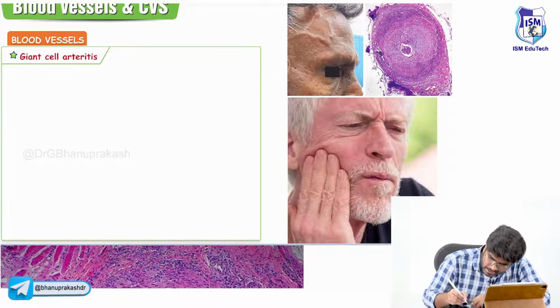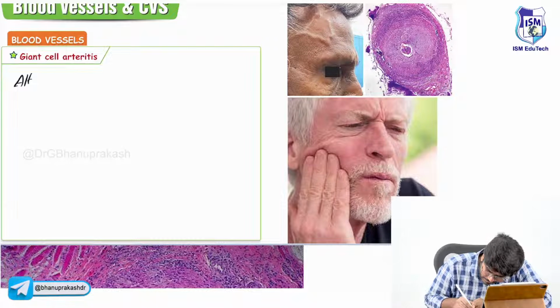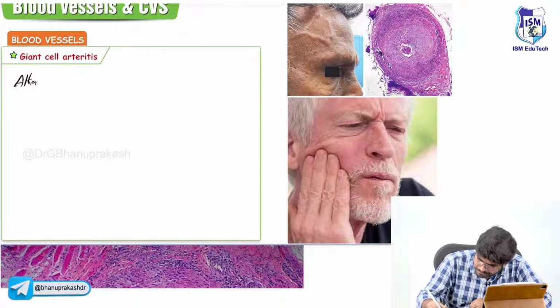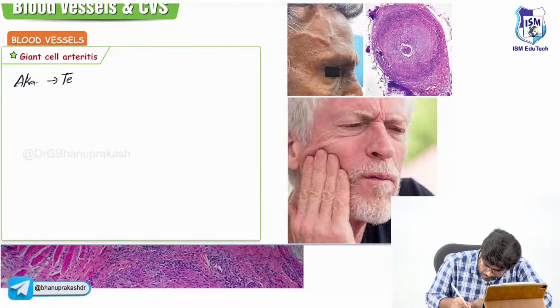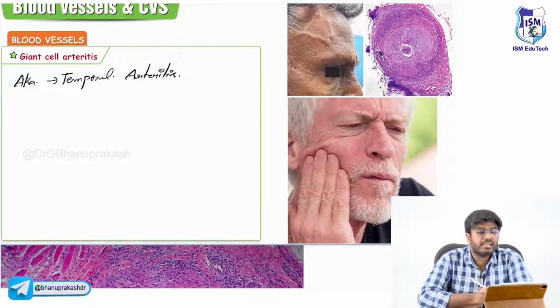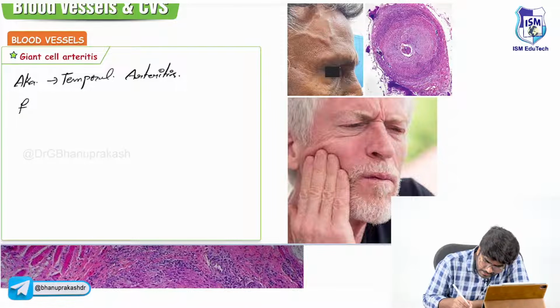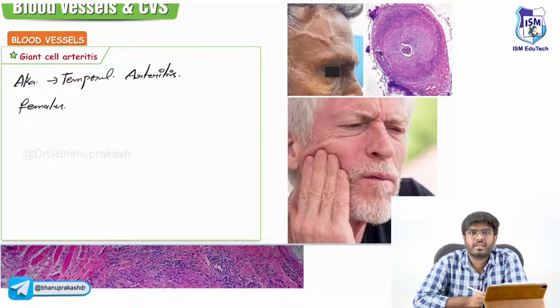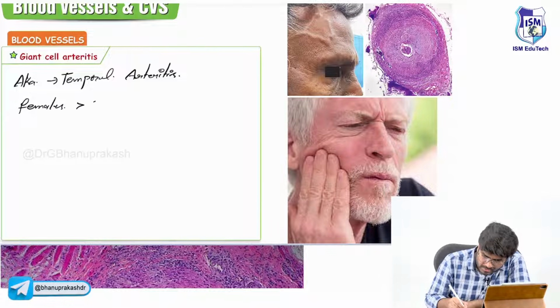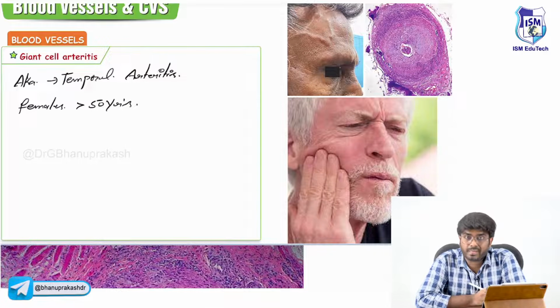Okay, so this giant cell arteritis, also known as temporal arteritis. It's also called temporal arteritis. Seen in which sex? Mainly seen in females. In your question also, the question will come, the female of age how much? More than 50 years. Not a younger female, but an elder female.